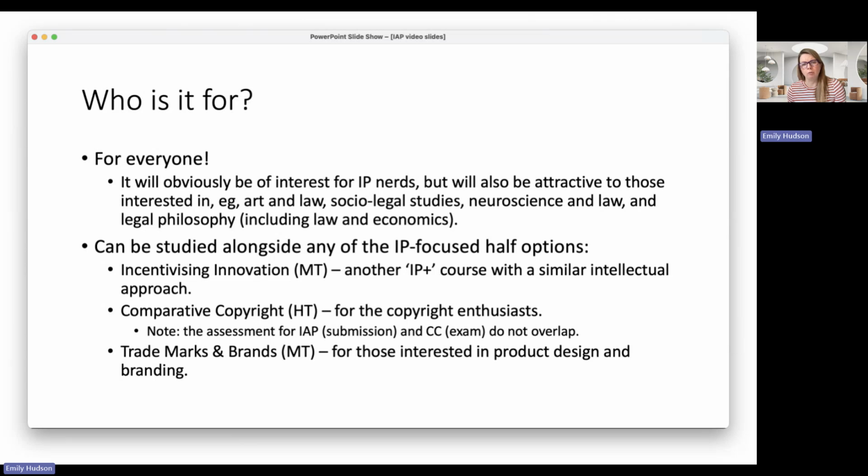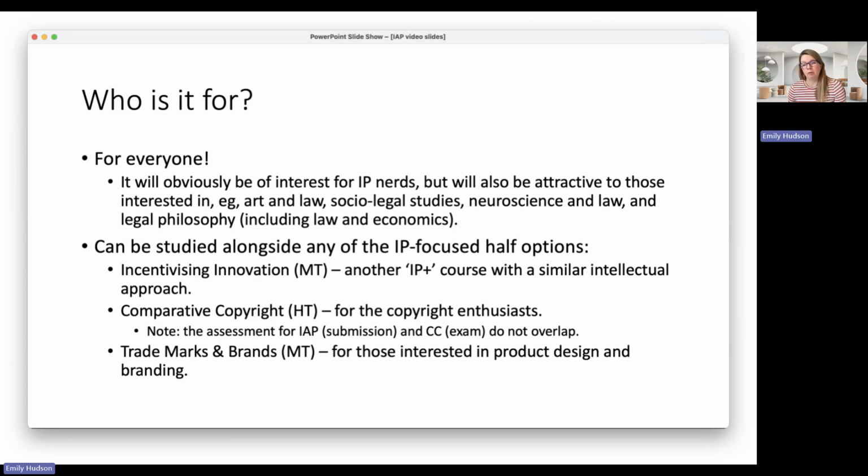Our focus on social norms and the law in action means this course will be attractive for those who enjoy viewing the law through a socio-legal lens. Our examination of the science of creativity will be of interest to those of you who enjoy neuroscience, psychology, and the like. And there's also going to be a strong philosophical content. We're asking why we have IP law. What's it meant to do? Does it do it? Is it desirable? So that will be really of interest to the jurisprudence.